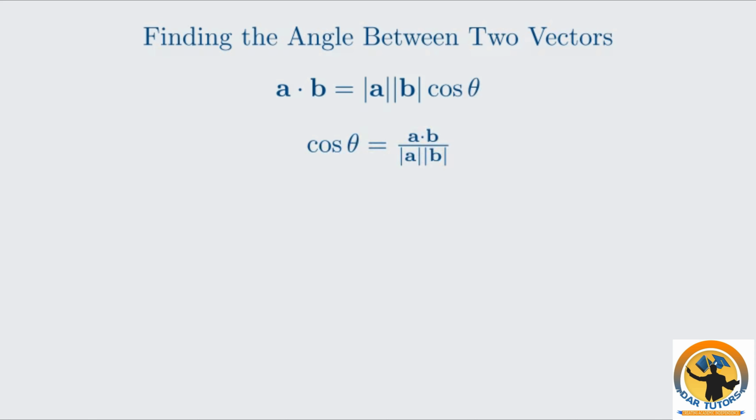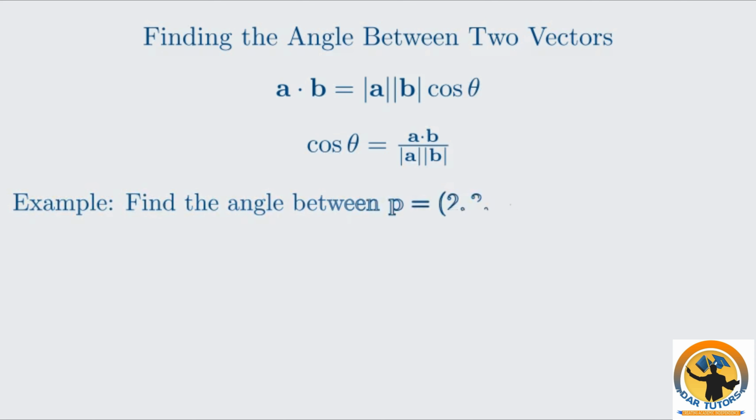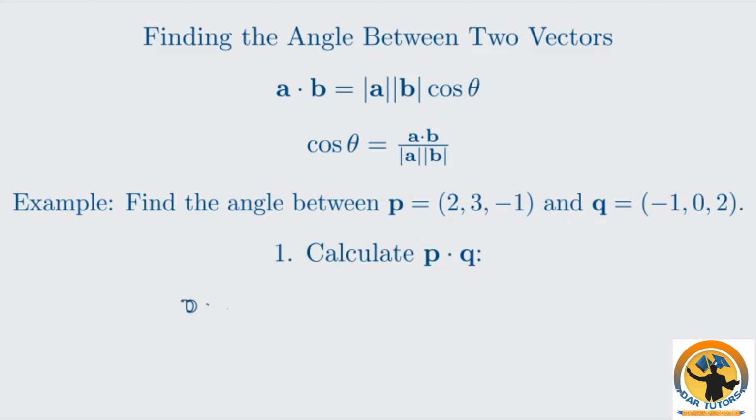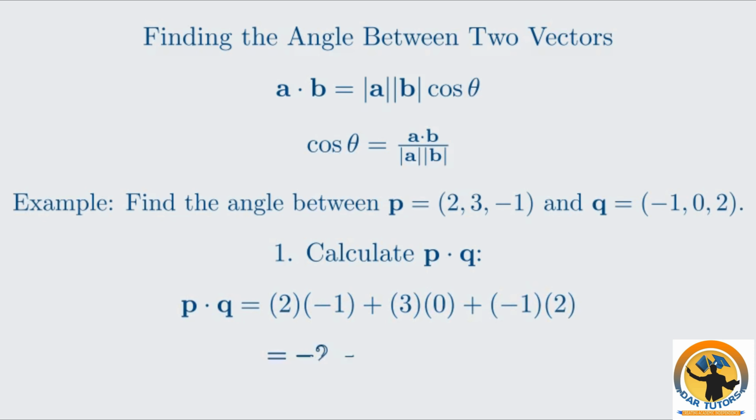Let's work through an example. Let's find the angle between the vectors p equals (2, 3, -1), and q equals (-1, 0, 2). First, we need to calculate the scalar product, p dot q. P dot q is 2 times -1 plus 3 times 0 plus -1 times 2. This simplifies to -2 plus 0 minus 2, which equals -4.